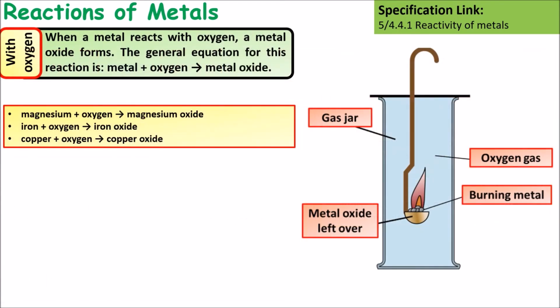When metals react with oxygen, they form metal oxides. So for instance, magnesium plus oxygen would form magnesium oxide. Iron and oxygen would form iron oxide. Copper and oxygen would form copper oxide.